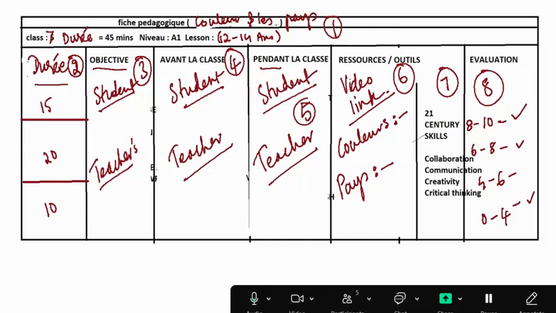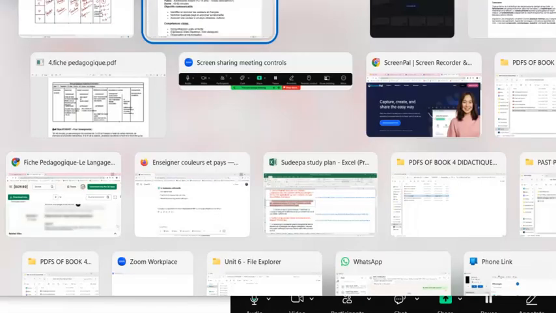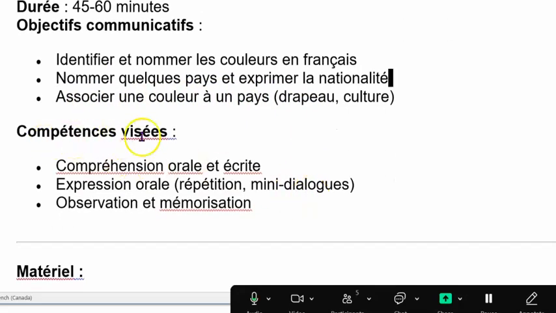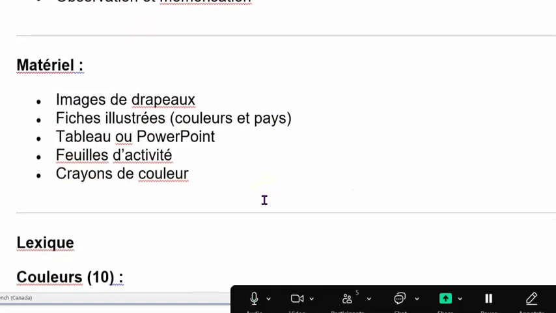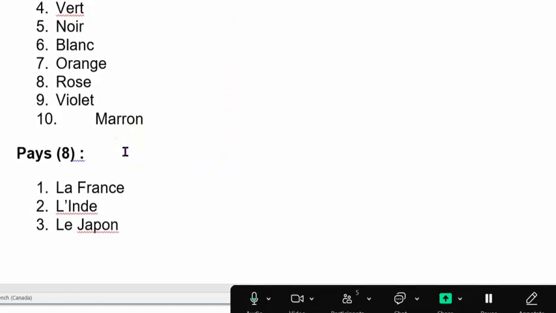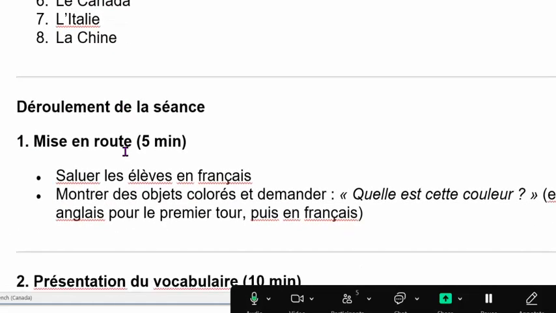So this whole thing is in the form of stuff like this. What are the objectives? Identifier et nommer les couleurs. See how the verbs are measurable. Nommer quelques pays. Associer une couleur à un pays. So what are the compétences visées? What are you expecting? Compréhension orale et écrite. Expression orale. Observation et mémorisation. What is the material? Then what is the lexique? All this has to be mentioned in the fiche pédagogique.